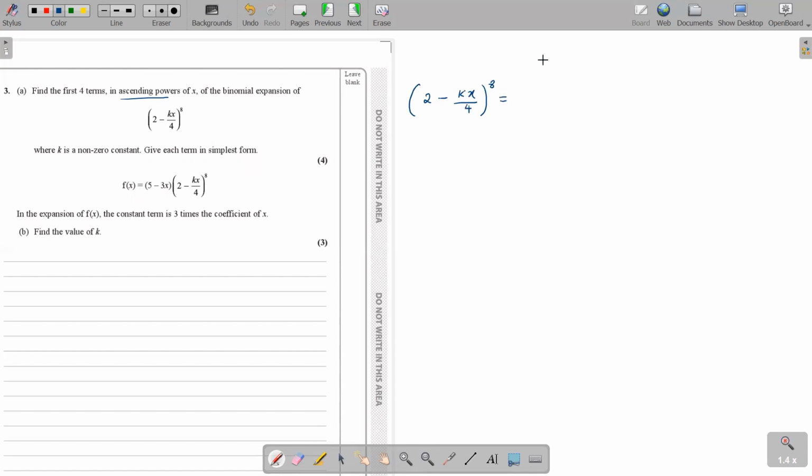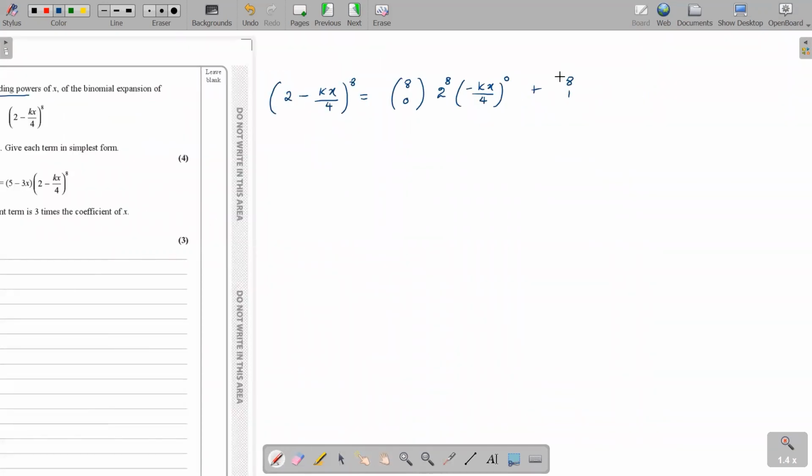So how do we start this? We go with 8c0, isn't it? That's how we get the coefficients. So we start with 8c0 and then for 2 we will give the power what? Our 2 terms are 2 and minus kx over 4. Since I want my x terms in ascending powers, I will give 2 to the power 8, and the other one, minus kx over 4, will get the power 0. Now how many terms do we need? We need the first 4 terms. So this is the first term. Get the next term.